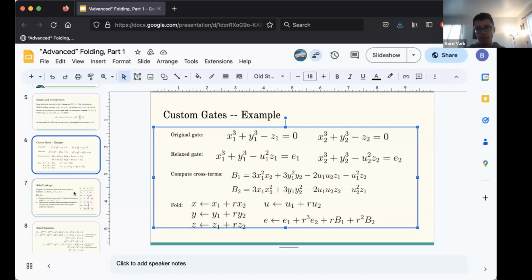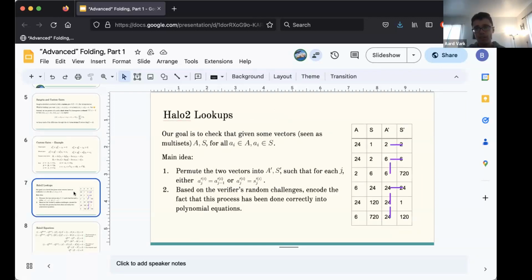Okay, so let's move on to maybe a more substantial example. So these are lookups from Halo 2. The idea of a lookup is, typically you imagine you have a fixed table of things S, and then you have a variable table of things A, a vector, a list of numbers, and you want to prove the assertion that every item in A is actually an S, that you can look it up somewhere in S. So if you look at this first example, S is maybe this list of factorials, and you want to check that every number in this vector A is a factorial, 24, 24, 2, 6, and so forth.